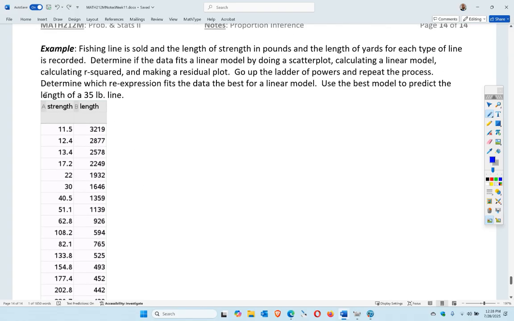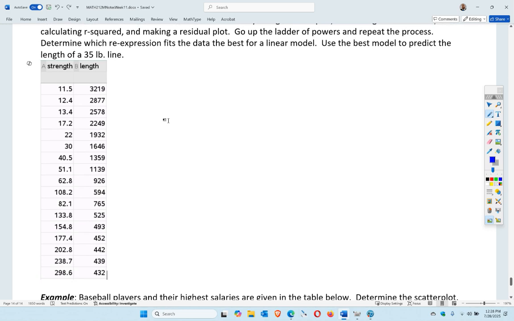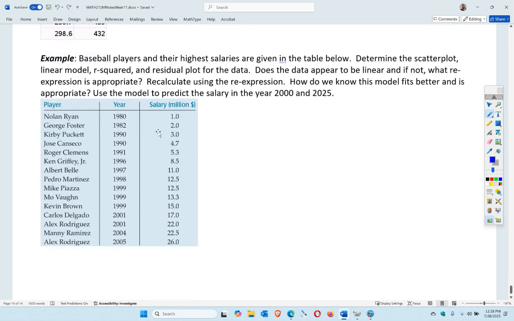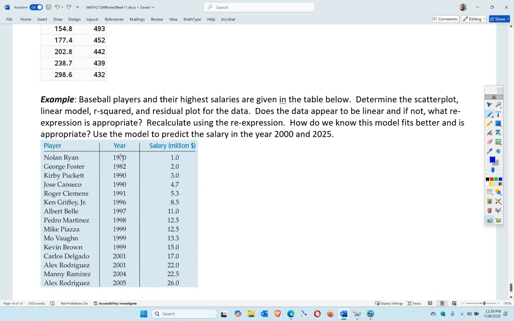So if you want 35-pound line, what's the predicted amount of length that's sold, basically? Okay, and the second one being baseball players. So there's the year and then the salary in millions, basically. Okay, we want to make a prediction for the year 2000 and 2025. What is their predicted salary for those years?